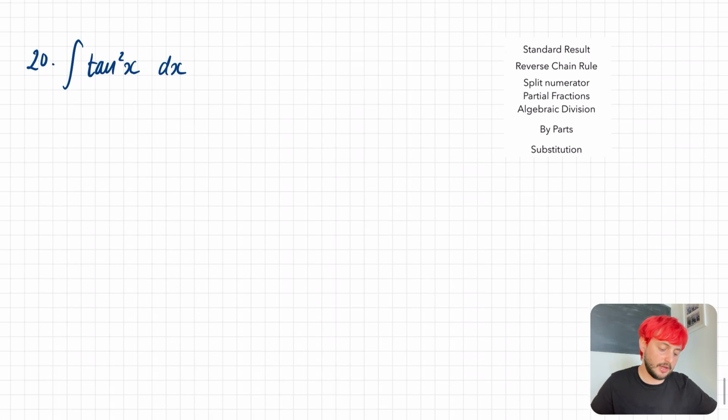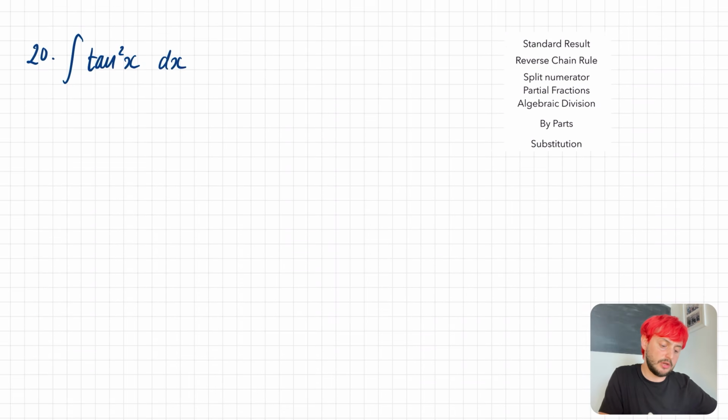Okay, 20 that we've got here. We want to do an integration of tan squared. Now, this one is a standard result, but it's not just a standard result. It's a standard result that needs a bit of manipulation here. So I'm hoping you know your trig identities. This one is to do with the Pythagorean one.